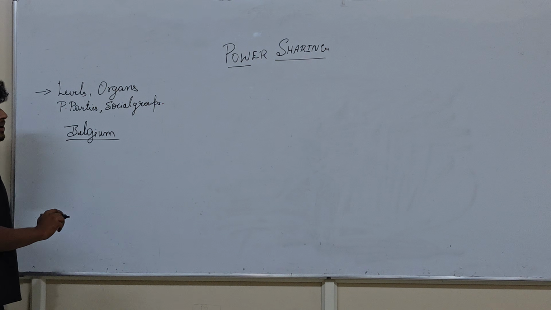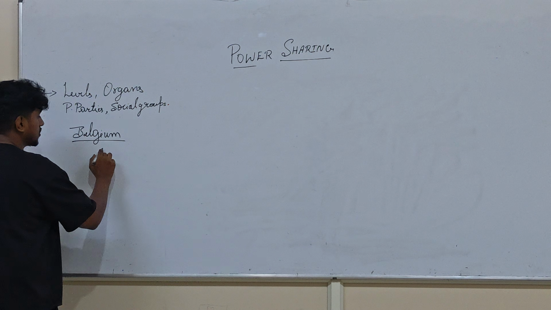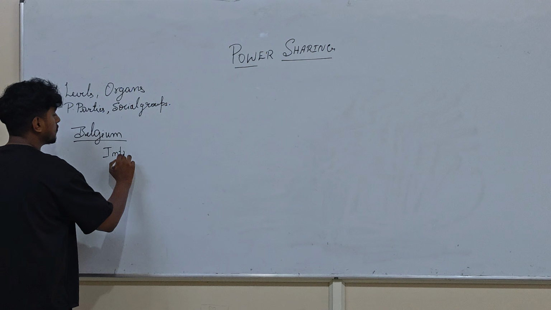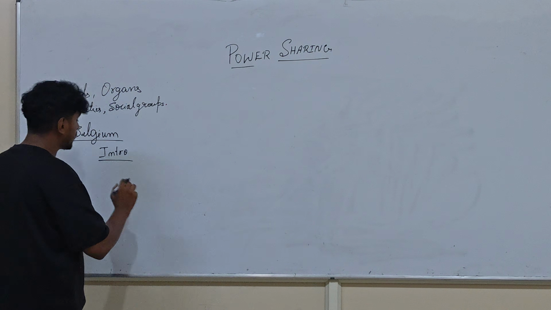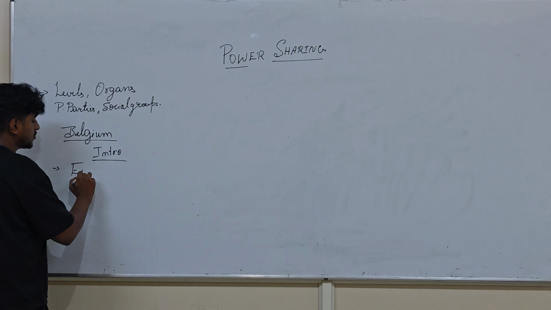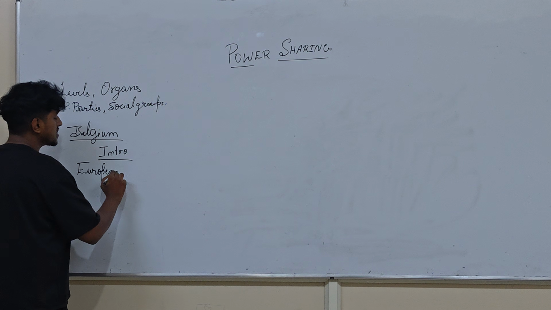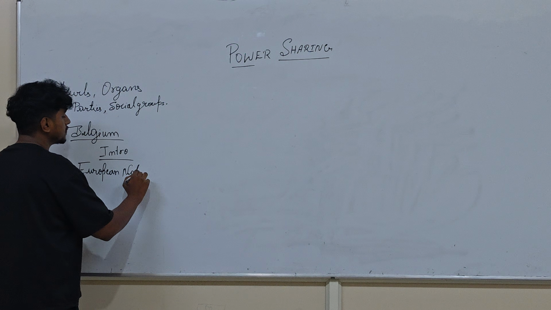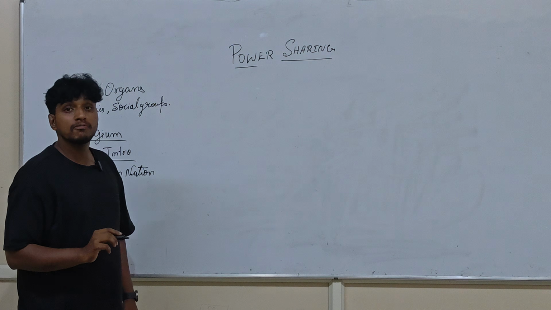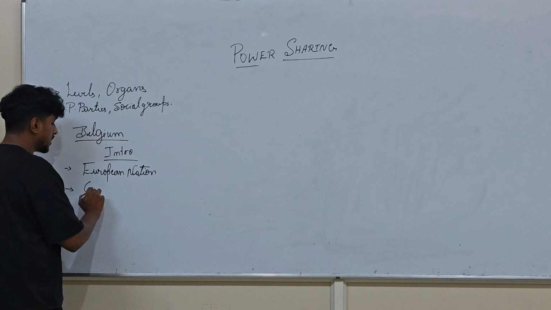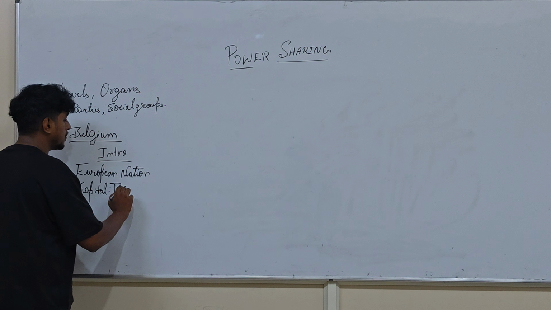Belgium. We learn first the introduction of Belgium. The first concept is introduction of Belgium. We'll start with a few points. First point, Belgium is a European nation. So Belgium belongs to a continent called Europe. Then the capital city of Belgium. Belgium's capital city is Brussels.